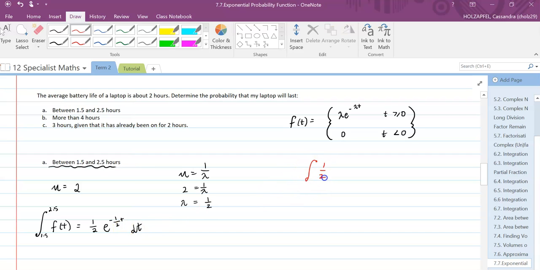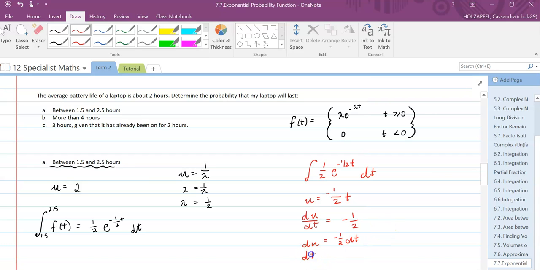If we're just going to find the integral of 1/2 e to the negative 1/2 t dt, what I can do is let this function equal u. So u is equal to negative 1/2 t. Let me write that a little bit bigger. So let's find the derivative of this function. du/dt is going to be equal to negative 1/2, and I'm going to rearrange this now to express in terms of du. So du is going to be equal to negative 1/2 dt.